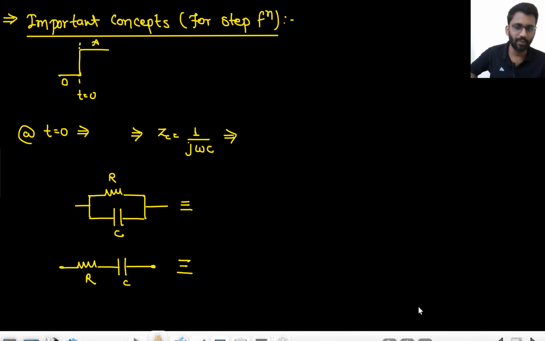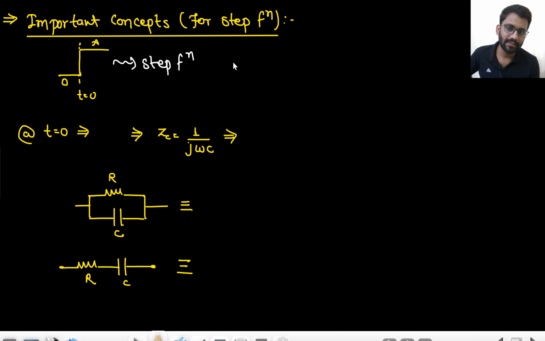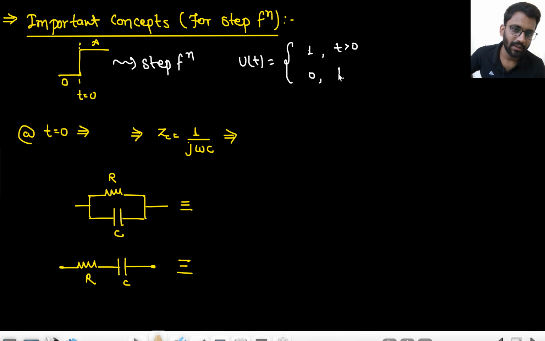Now let's see one more important point. This is an important concept of the step function. Okay, so this is our step function, right? For t less than 0, what is the step function? This is u(t). It is 1 for t greater than 0 and it is 0 for t less than 0. Now we will talk about t equals to 0. Just see one thing, at t equals to 0.